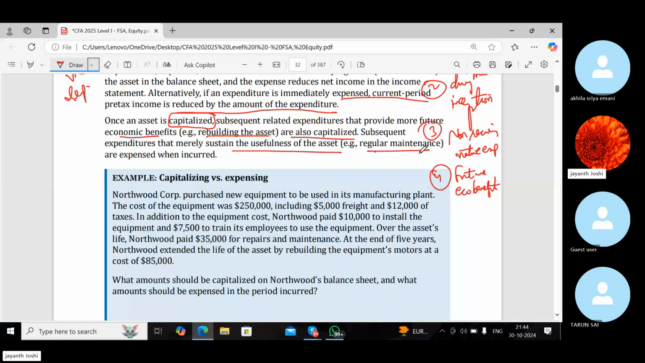2,50,000 I will capitalize. And of course, I will capitalize 10,000, the installation. Of course, I will capitalize 85,000.